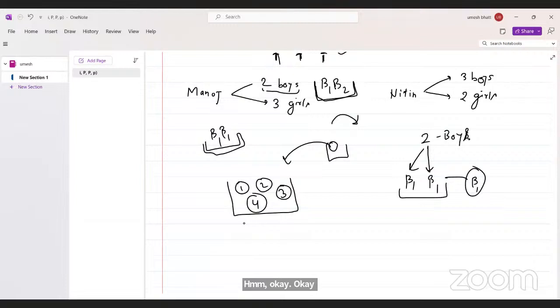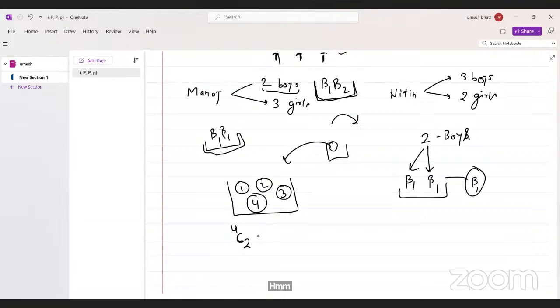Yeah, two different balls. You want to choose two different balls. So how many ways can you choose? 4P2? 4C2, na? Why P? 4C2, I am just choosing. Yes, 4C2.